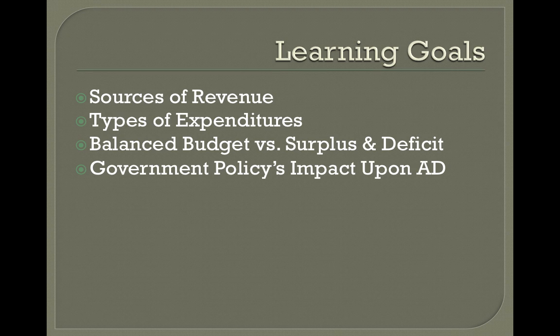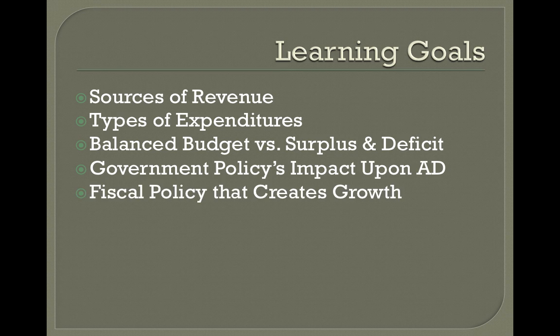Next, and very importantly, what is the impact of government policy upon aggregate demand and ultimately, the macroeconomic level of output and inflation? And so basically, how does fiscal policy impact the macroeconomic outlook? How can it lead to growth, and how might it not lead to economic growth? Another concept associated with fiscal policy that you need to understand is something called automatic stabilizers. It is one of the many IB standards, so we'll be going over that as well.